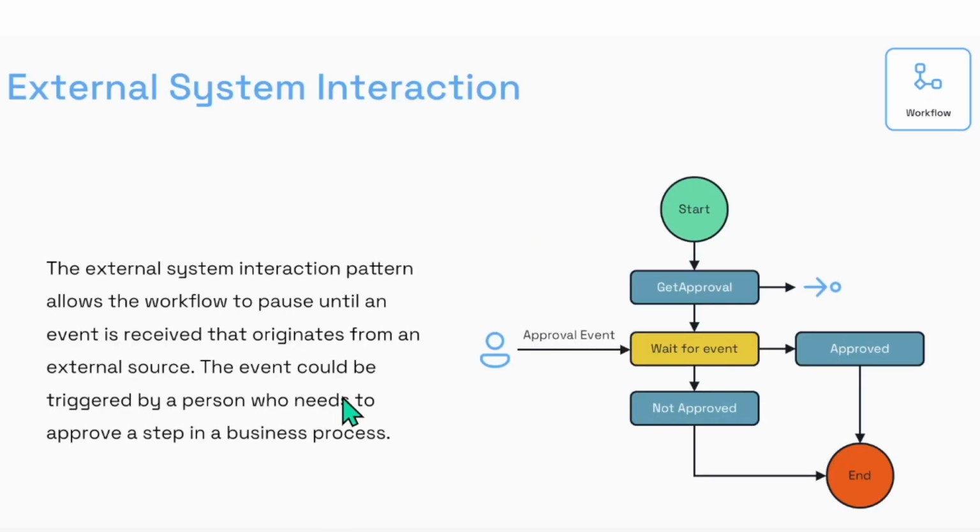The final one is external system interaction. That is very useful if you want a workflow to wait until an event comes in. So for instance, maybe you have a typical order approval workflow. Maybe you want to order a new laptop and that's above a certain budget, and above a certain budget you need manager approval. So that's a very typical use case for the external system interaction.